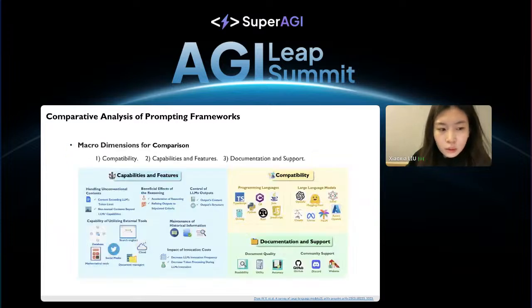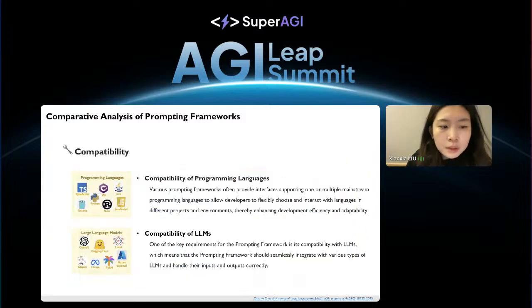Okay, so next we conduct a comparative analysis of mainstream prompting frameworks focused on these three dimensions. That is compatibility, capability and features, and the last one is documentation and support. For compatibility, we primarily consider two aspects: compatibility of programming language and compatibility with LLMs.